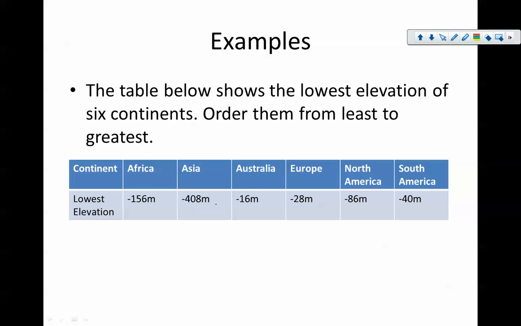So notice that these are all negative numbers, and when we're talking about the least, and it's negative, we need to make sure that the least is the one that looks the biggest, has the biggest number, is the smallest when it's negative. So -156, -408, that is definitely, 408 is definitely the smallest. And then it looks like -156 is the next from there. And then let's see, we got 86, 40, 28, 16. So -86 is next. And then -40, -28, and -16.